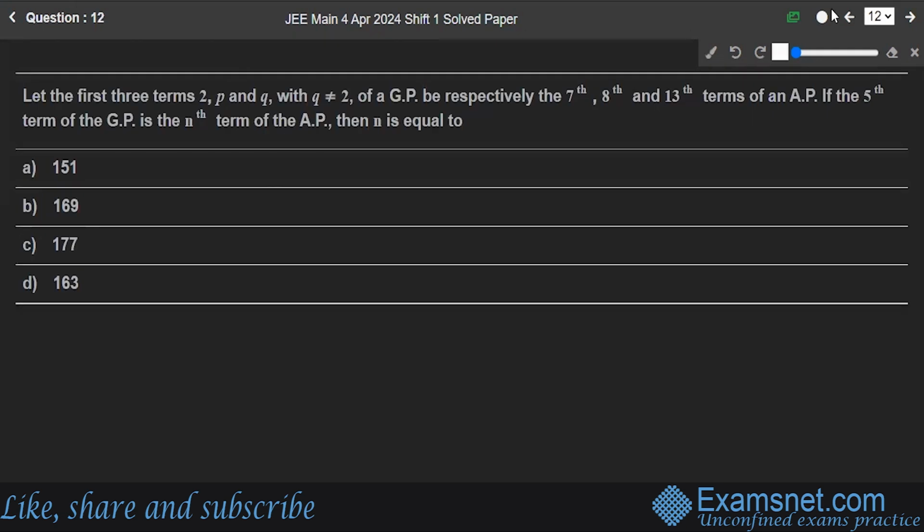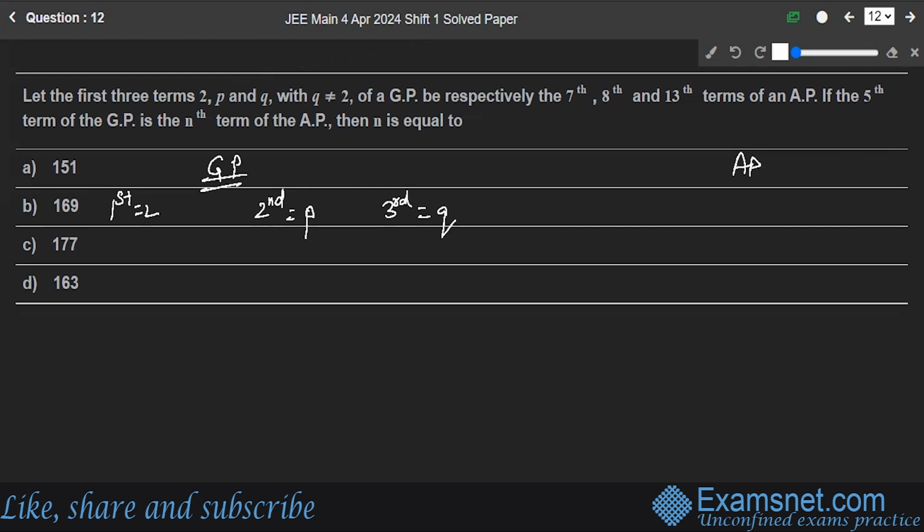Question number 12: let the first three terms 2, p, q, with q not equal to 2, of a GP be respectively the 7th, 8th and 13th terms of an AP. If the 5th term of the GP is the nth term of the AP, then n is equal to what? All right, so you are given two things. First is the GP and then the AP. So the first term of the GP is 2, second term p, and the third term is q.